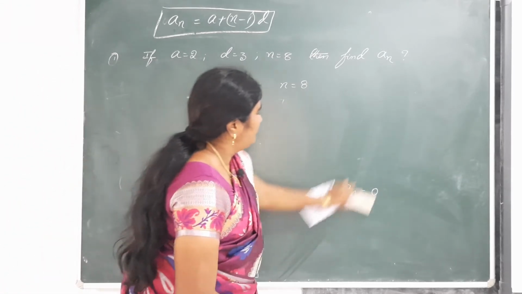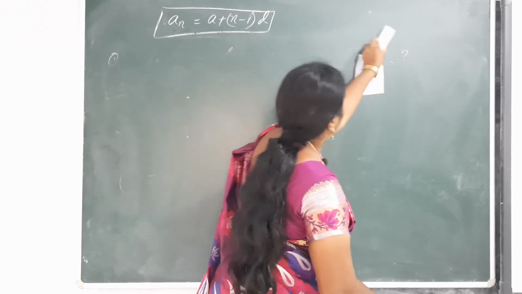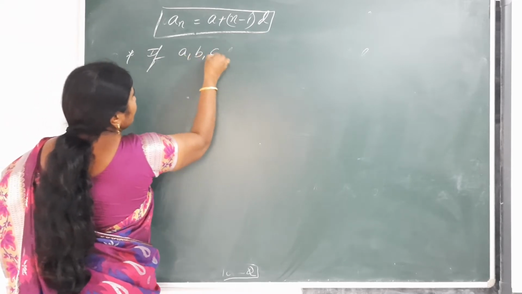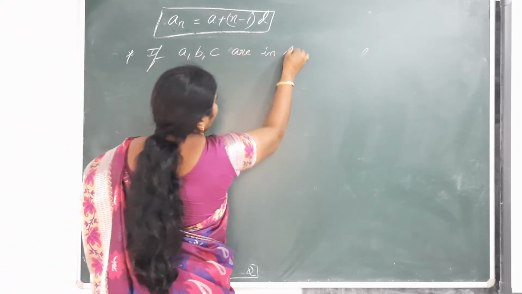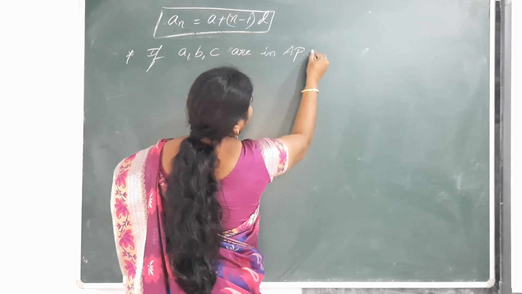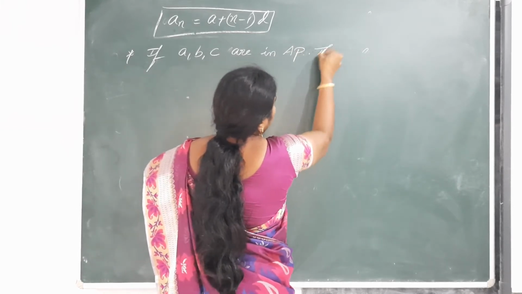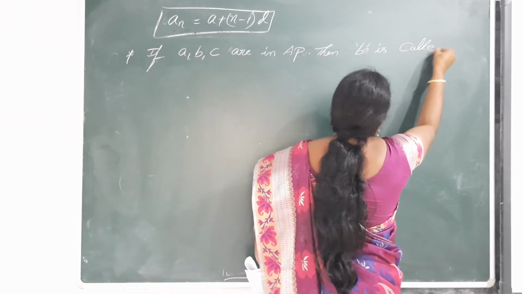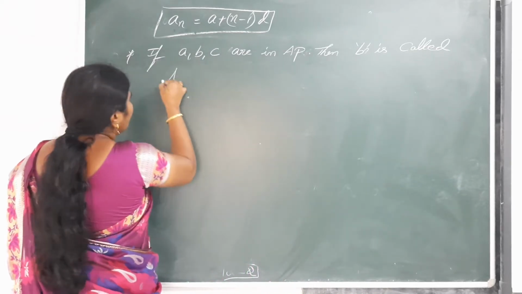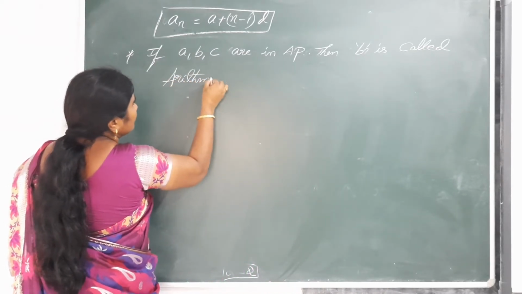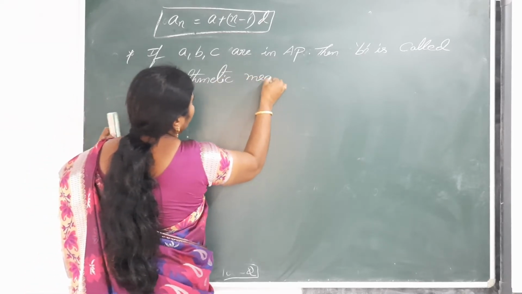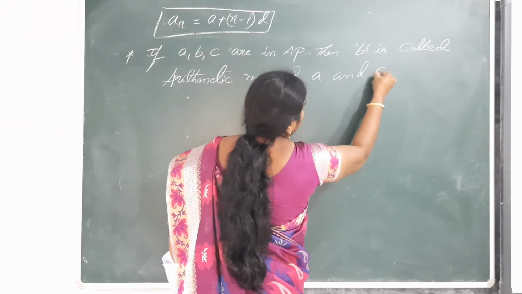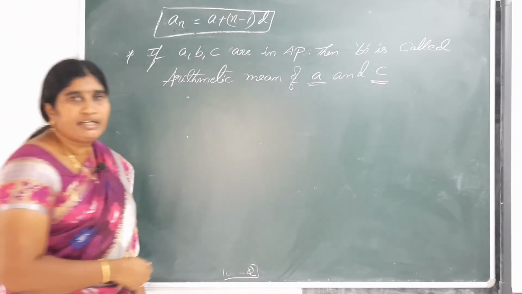Next, if a, b, c are in AP, then b is called the arithmetic mean of a and c. B is called the arithmetic mean of a and c.